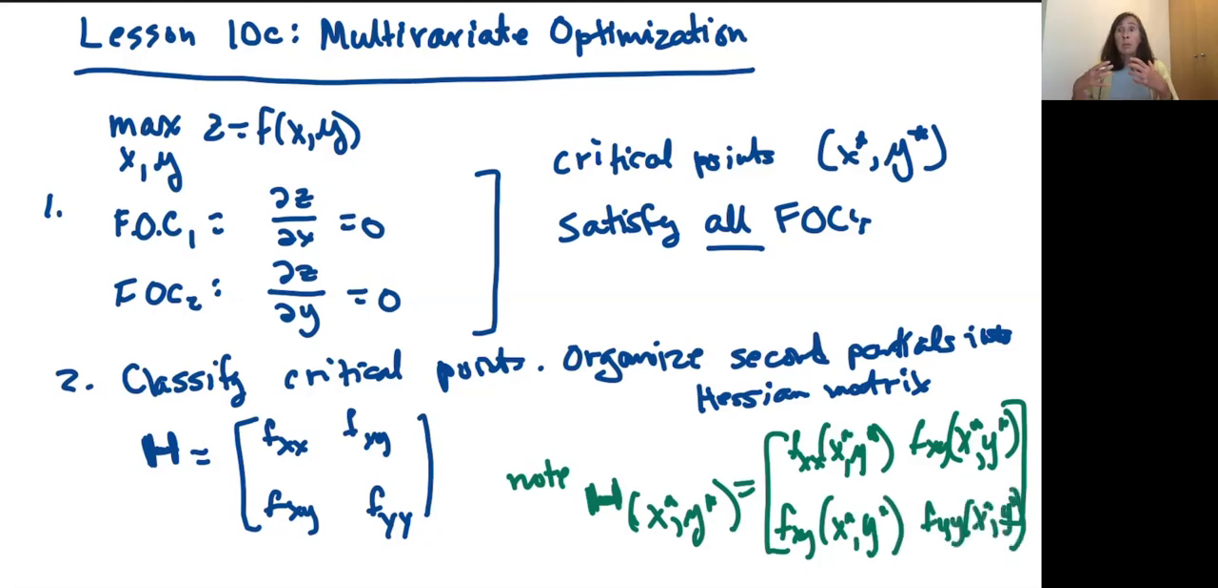Okay, so we can plug in values to all those functions that are in their various places in the Hessian matrix and turn the Hessian into a matrix of numbers if we want. All right. So let's get back to the main narrative here.